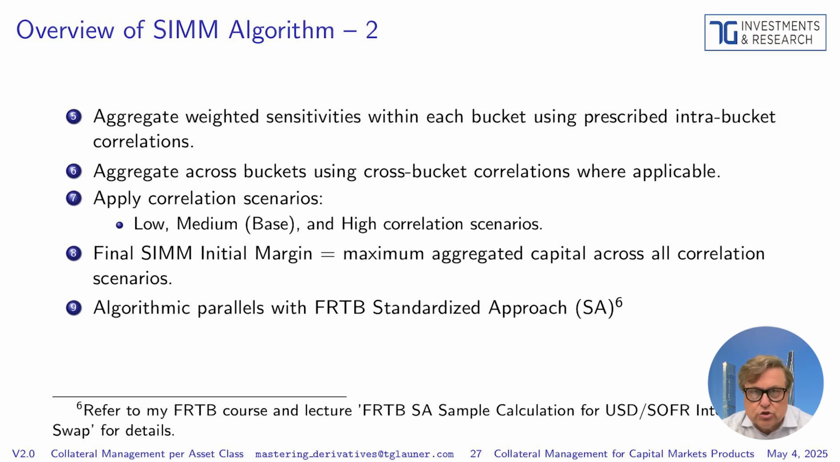SIM requires us to use 3 different scenarios and then pick the scenario with the maximum value. So we then apply correlation scenarios which include low, medium or base, and high correlations. The final SIM amount is determined by taking the maximum aggregated capital from the 3 correlation scenarios. There are so many algorithmic parallels between this approach and the FRTB standardized approach.